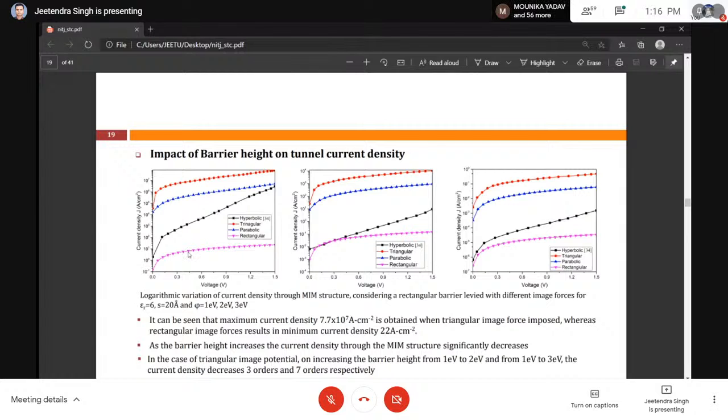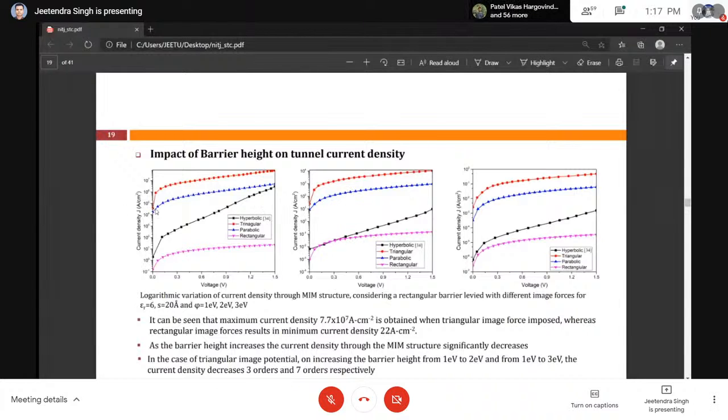Basically, you can see that the triangular image potential suppresses the rectangular barrier the most, and that's why it gives the maximum current, whereas the rectangular image potential gives the minimum suppression to the barrier, and it gives the lowest current. And as we increase the rectangular barrier height, this is for when the rectangular barrier is 1 electron volt, and this is when the barrier is 2 electron volts. So when the rectangular barrier is 2 electron volts, the current density also decreases.